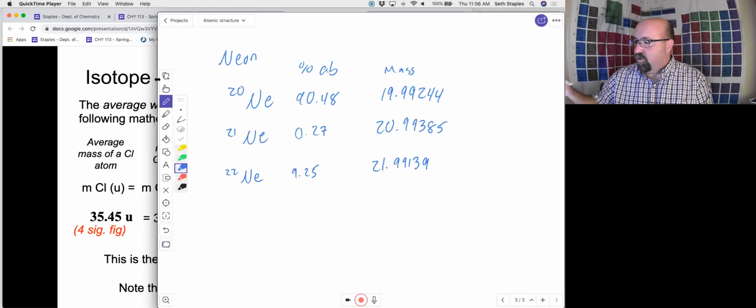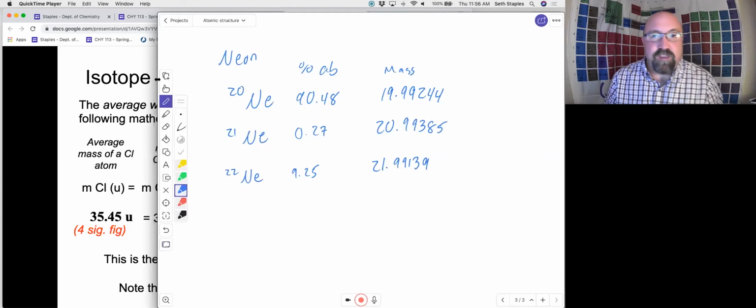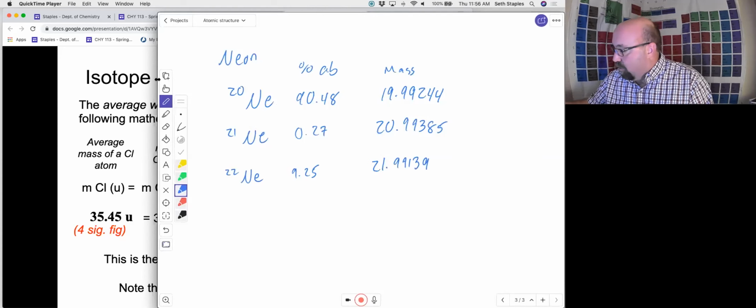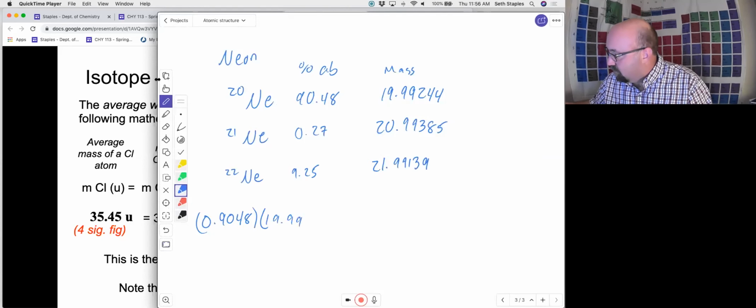And so what we want to do is to calculate the average atomic mass of neon. And so we're just going to take all three percent abundances, multiply that by the masses, and add them up. And so our average mass then is going to equal, so we're going to, again, take our 90.48, divide that by 100, and get 0.9048, and multiply that by our mass of neon 20.